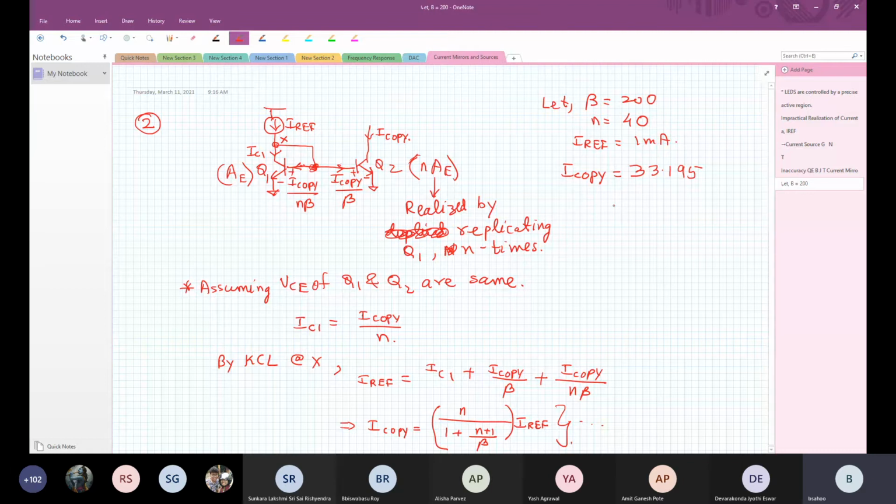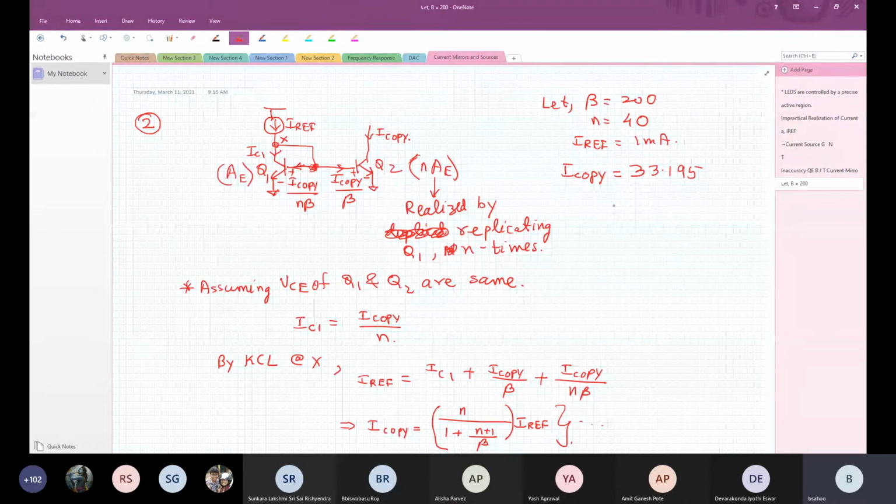So I took beta of 200. So 41 divided by 200, right? 41 divided by 200 plus 1, 1.205. So 40 divided by 1.205. Wow, you see that? Okay, I cooked up a number which gave you this kind of a messed up result.